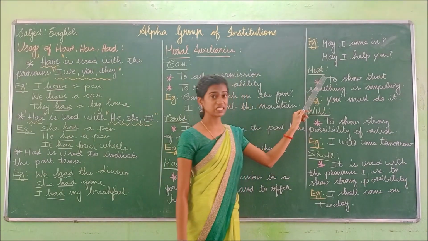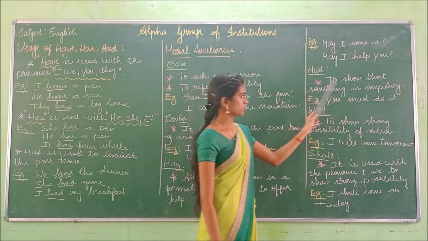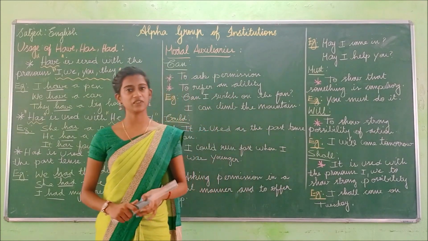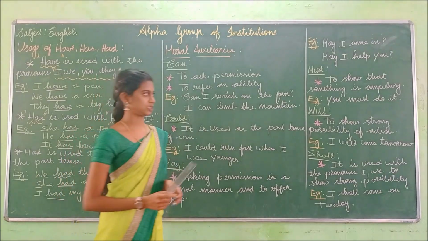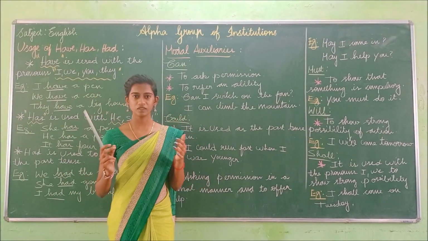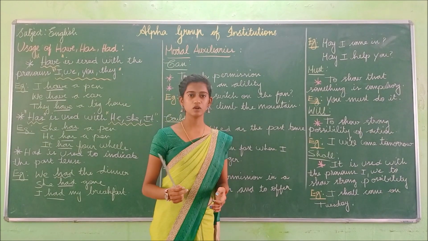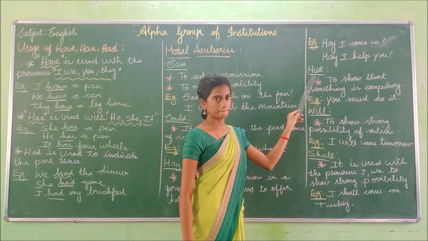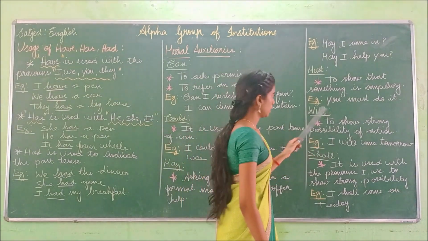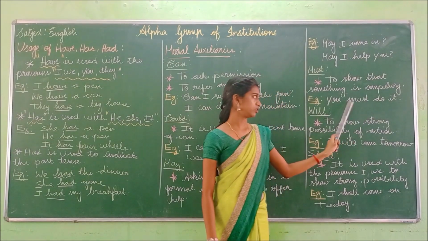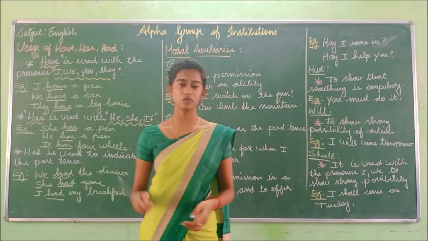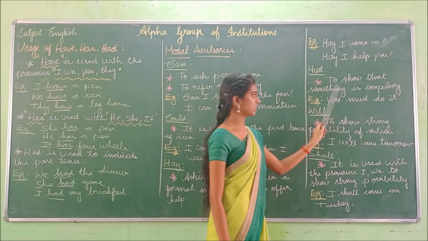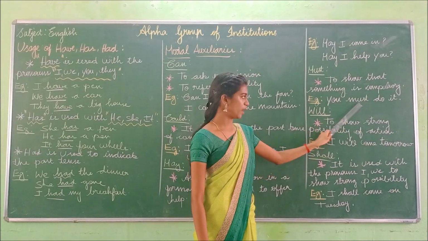The next one we are going to see is must. We use must to show that something is compulsory. It is used for giving an order. If you order a person, you have to use the modal auxiliary must. It is a compulsion. For example, you must do it. There is no other option. In that case, you use the modal auxiliary must to show that something is compulsory. You must do it.